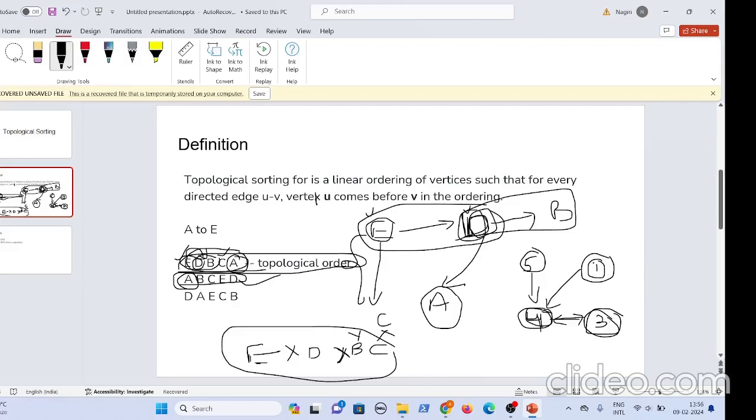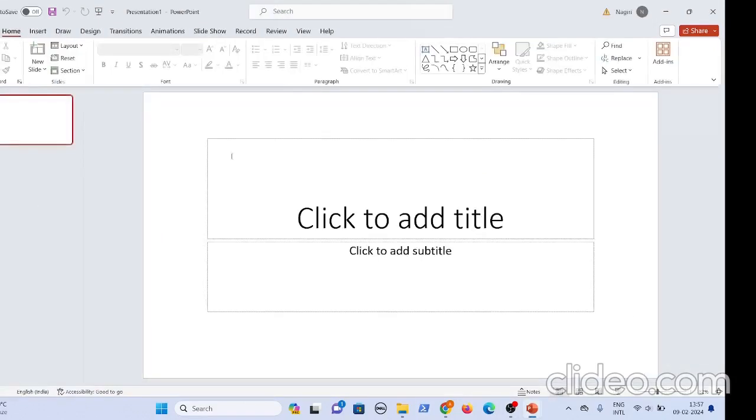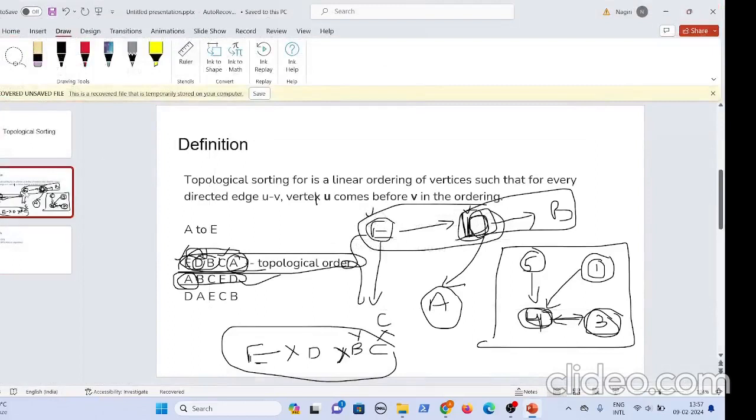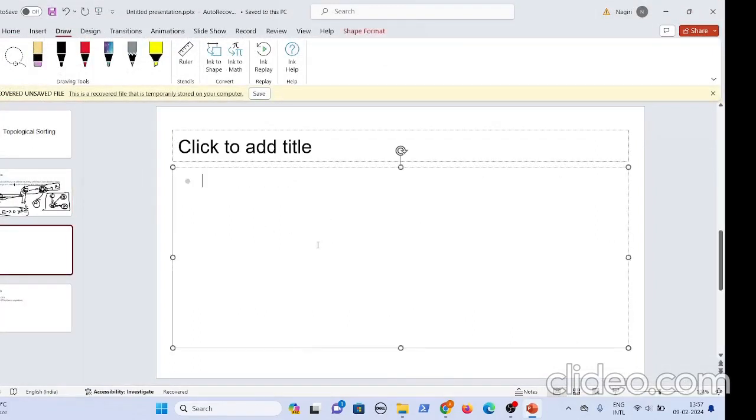So many real world applications can be represented in terms of topological sorting. Basically this is dependencies. If you want to execute one task, before that some other tasks have to be completed. And topological sorting can be possible only if the graph is a directed acyclic graph. Why am I saying directed acyclic graph? Because let us say I take some directed cyclic graph. I'll show it in the slide.